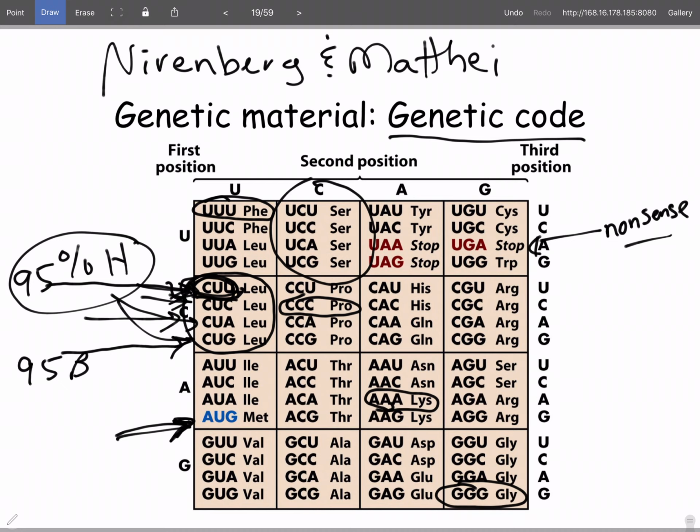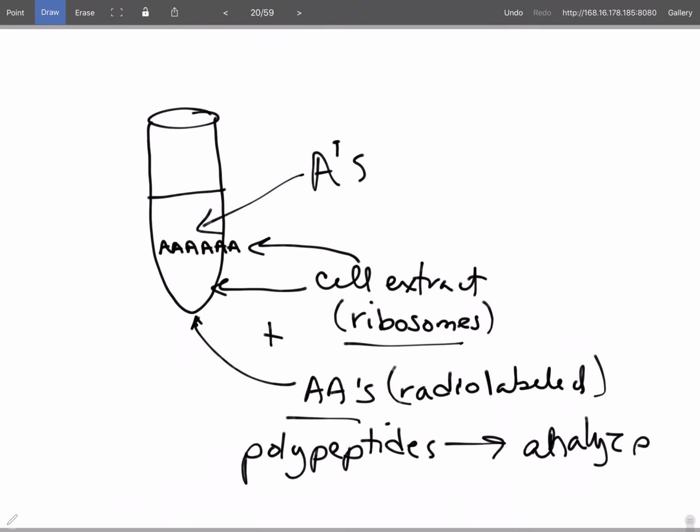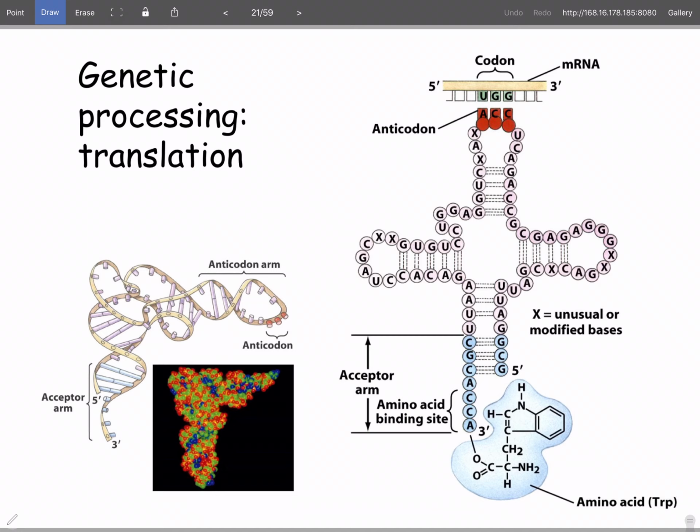There are other ways to control the rate of translation. That's just one. The rest of them you'll probably talk about in molecular, especially if you take it from me. Some of you guys have heard this already. All right.